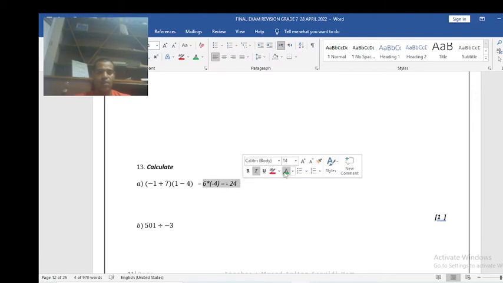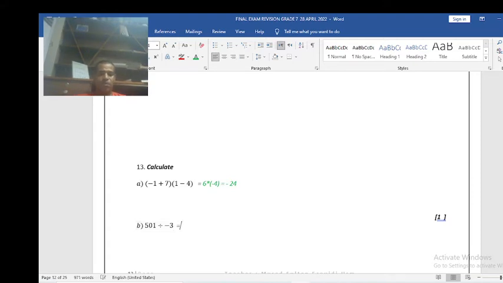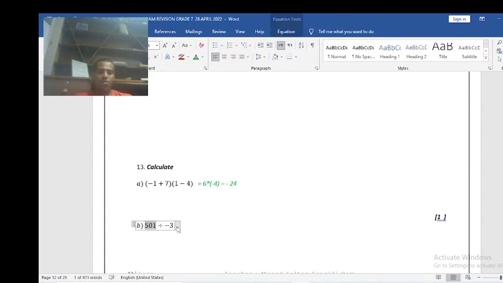Okay. The next one, 501 divided by -3 should be equal to... Okay, you can use long division. So this is divisible by 3. Why? Because the sum of its digits is a multiple of 3. So it will be equal to 167. Okay, this is the correct answer.